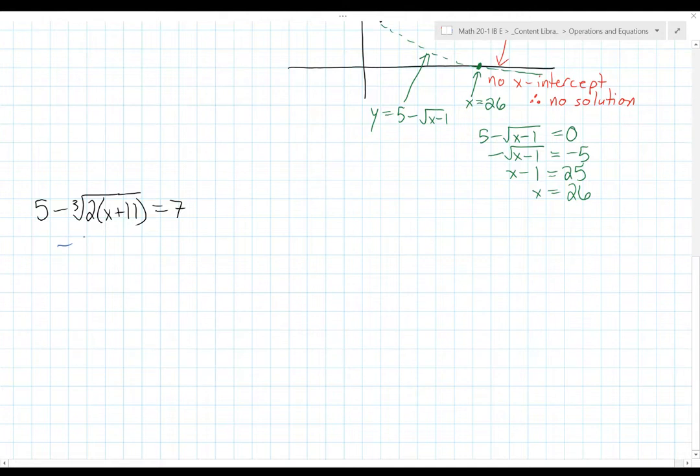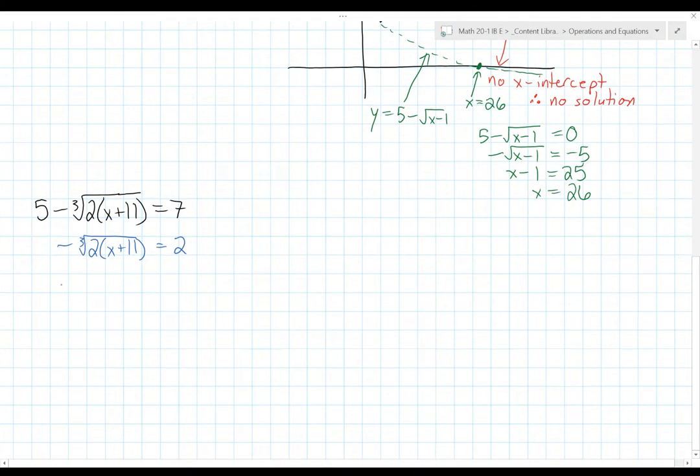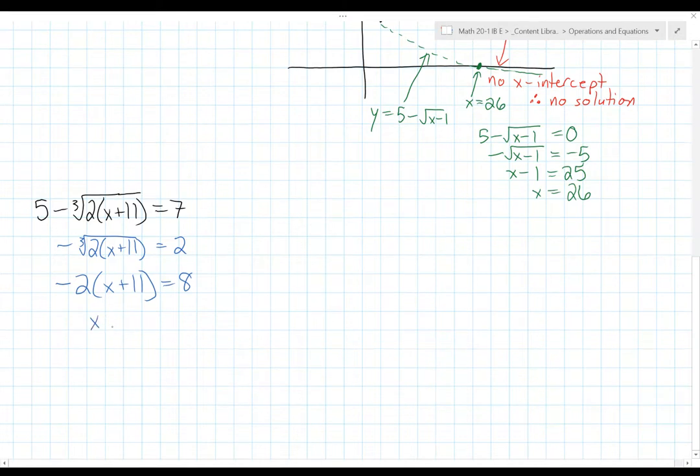So I get the negative cubed root of 2 times x plus 11 equals 7 minus 5, so 2. When I cube both sides now, I'm cubing a negative, so I'm going to get a negative. So negative 2 times x plus 11 equals 8. I can choose to go a couple different ways here. I'm going to divide by negative 2, but I could just distribute the negative 2 through those brackets. But I'm going to turn this into x plus 11 equals negative 4, which means x equals negative 15.